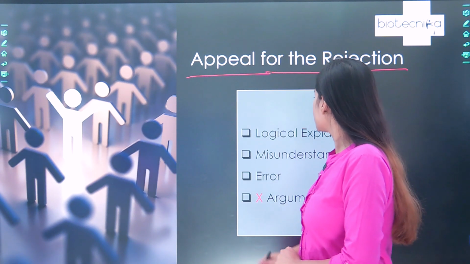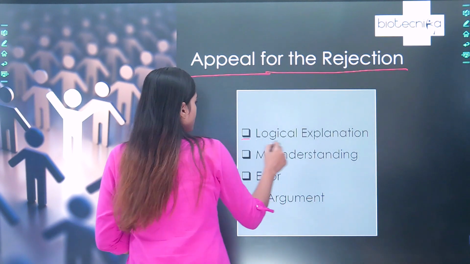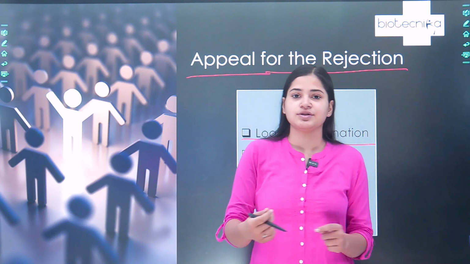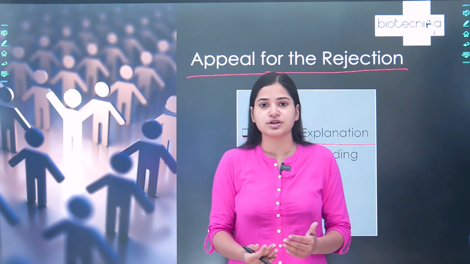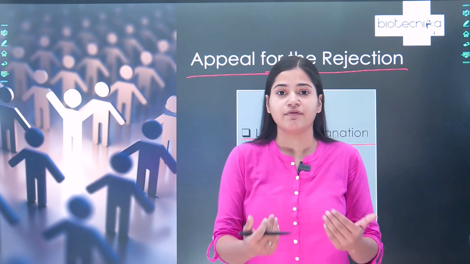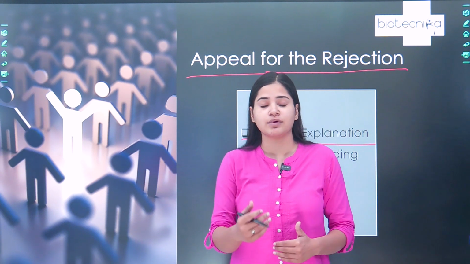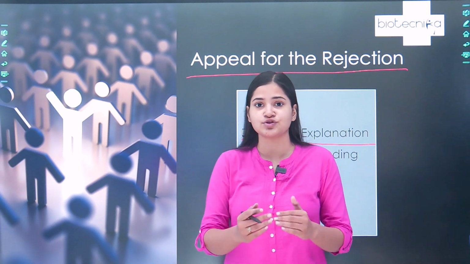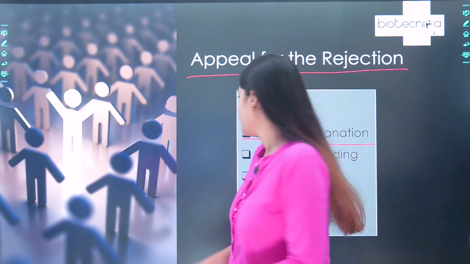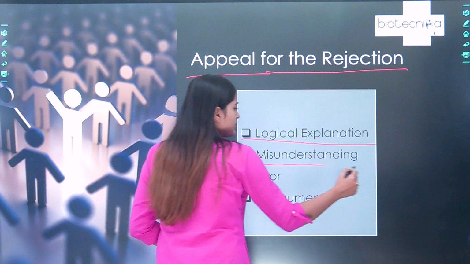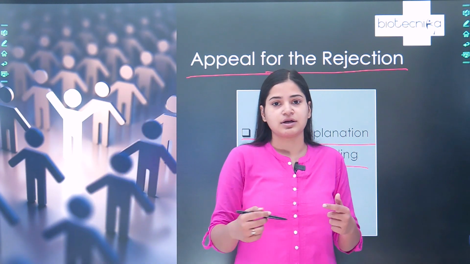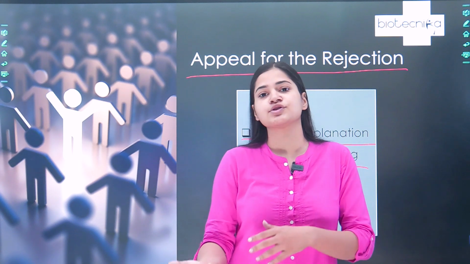In that situation, you should have a logical explanation. You shouldn't go emotional. You should be logical from your perspective about why the paper should be accepted and why the reviewers didn't take it in the right way. So basically it's because of a misunderstanding. Sometimes what you have written can't be understood by the reviewer.